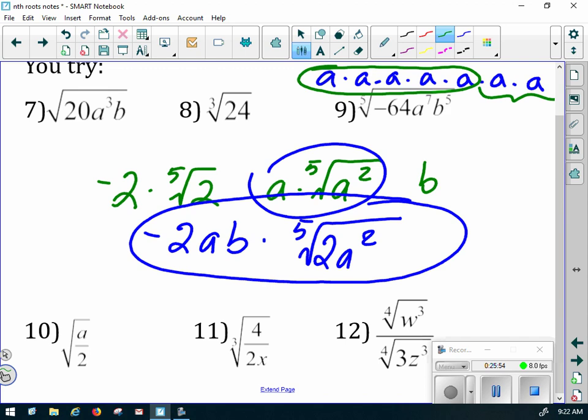Where's the 2? This here or this here? The 2, like 2a, from the 64. There's only one. It's this one, and this I don't understand. I need to know.